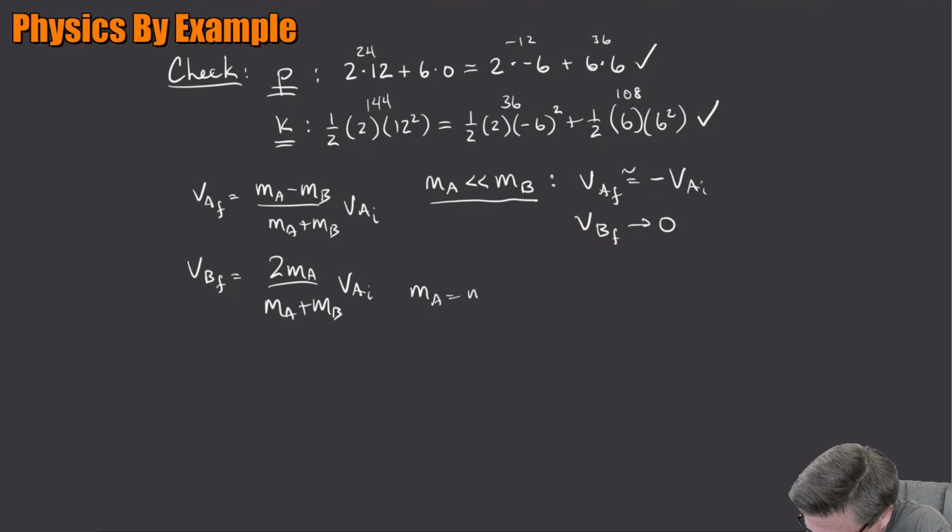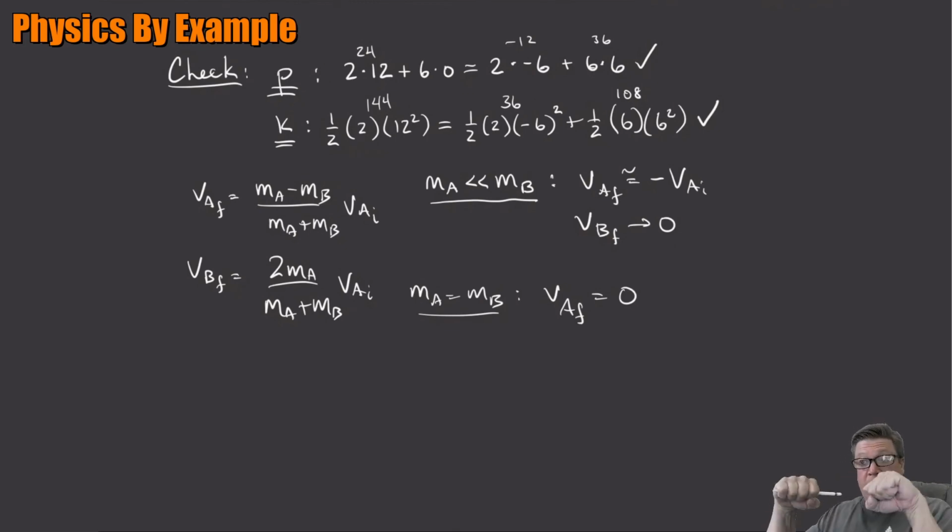MA equals MB. If they're equal, look at that. VA final is just 0. That's cool. So if there's two things colliding and they're equal masses, then one just makes the other go, and the first one comes to a stop.